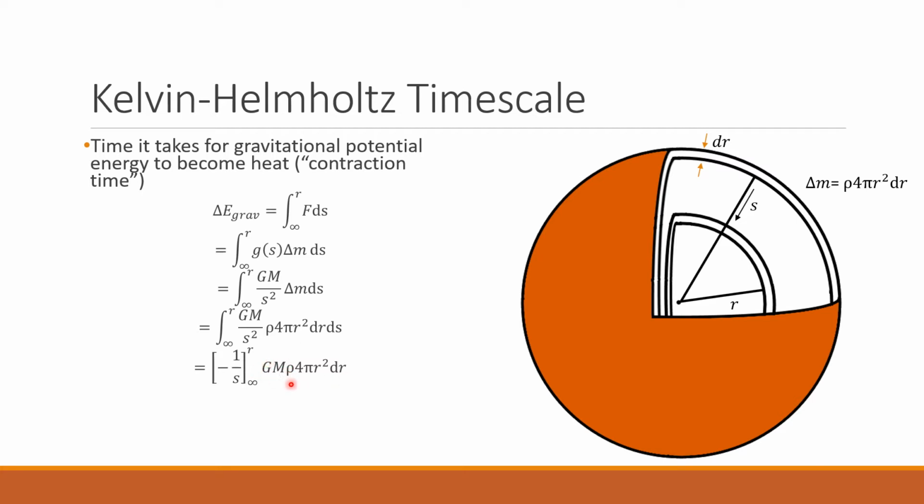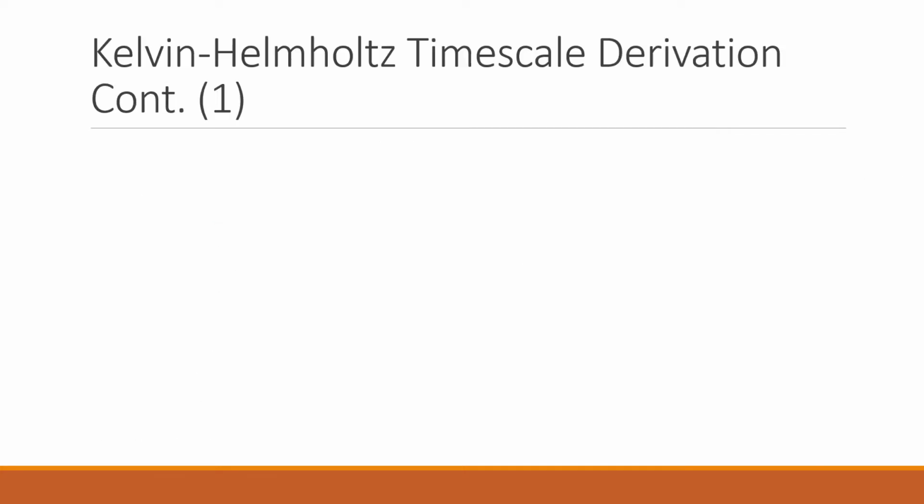And then we have our GM rho 4 pi r squared dr. So plugging that in gives us a minus 1 over r here. So we have minus GM over r rho 4 pi r squared dr for our delta E gravitation. The next logical step here is to look at the gravitational energy integrated. So we have our delta, now we want the full thing.